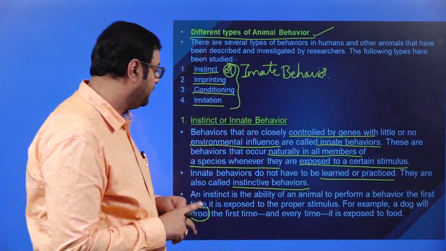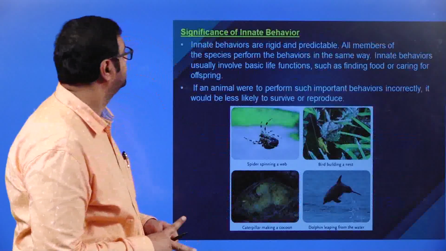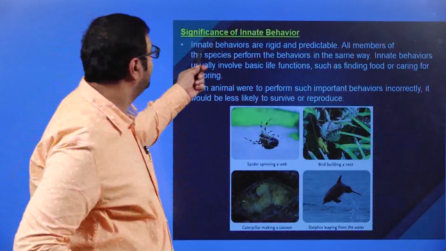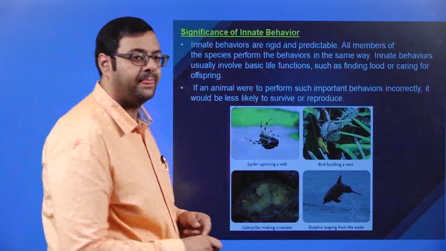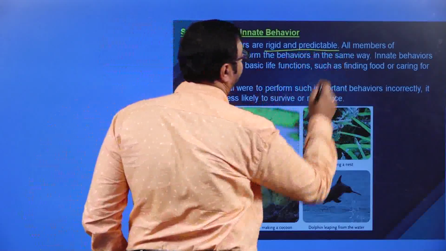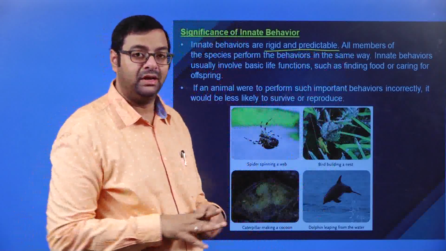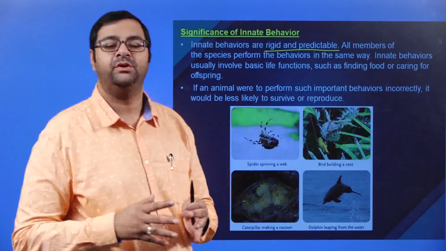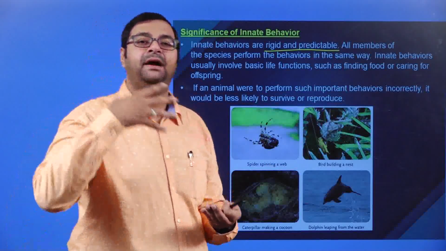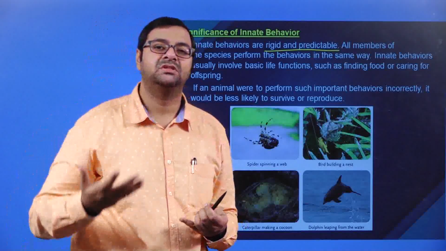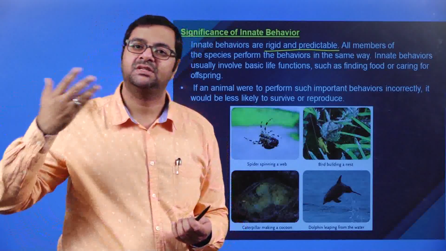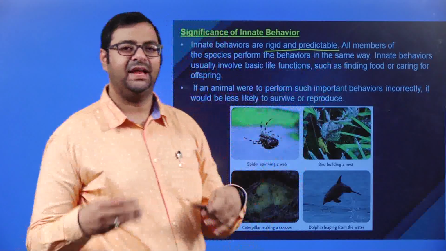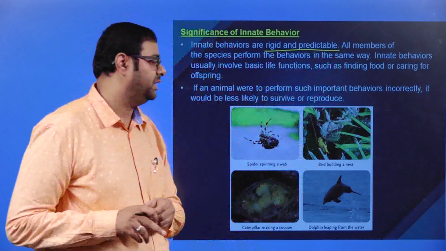Now, moving on to the significance of innate behavior. Innate behaviors are rigid and predictable. For example, if a dog is given its food, it starts to drool. That is rigid, it has to happen, and it is predictable. You can predict 100% that the dog will secrete more saliva than before when given food. All members of the species perform these behaviors in the same way. Any species you take, they do it the same way.